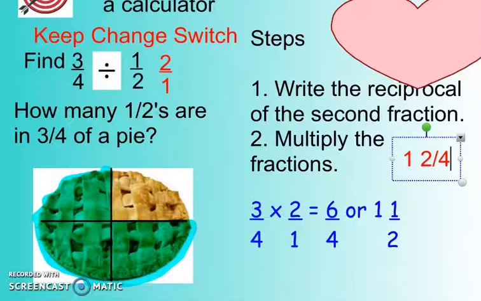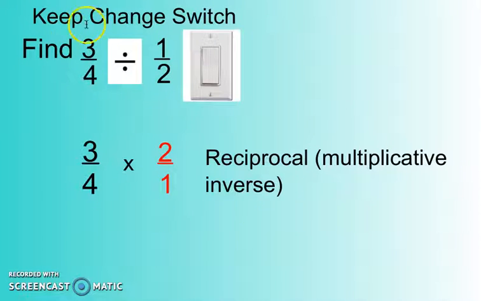And so let's try a few other problems. So we're going to keep, change, switch. Remember our little switch for reciprocal or multiplicative inverse? So this is what we did. We kept the 3/4, we changed to multiplication, and then we flipped or switched. And so we set up the problem, and then now it's just a multiplication problem. And we have learned how to multiply fractions already. And so we're using that knowledge now with division.